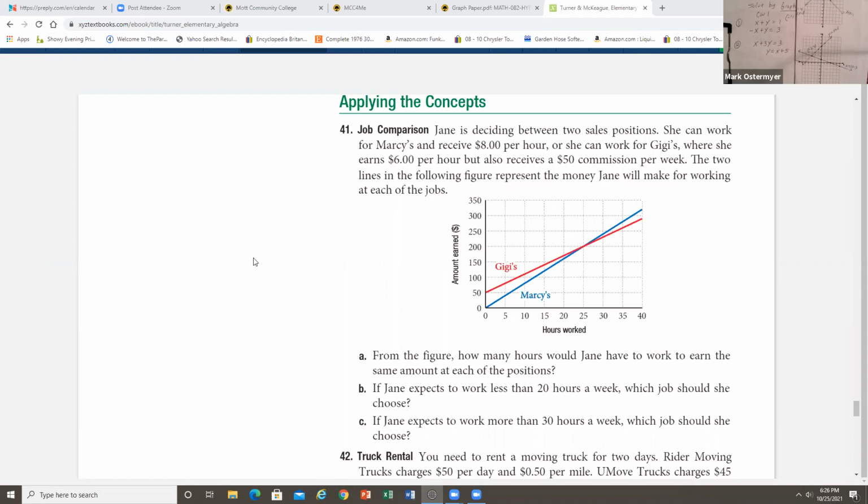Finally, part C, if Jane expects to work more than 30 hours a week, which job should she opt for? Marcy's. Marcy's job will then pay more if you plan to work 30 hours or more. You want to go with Marcy's because it will afford you more of an income there.